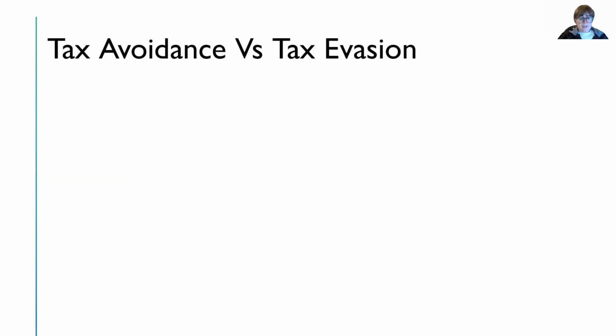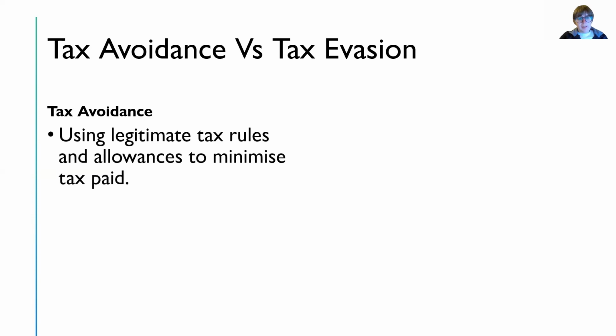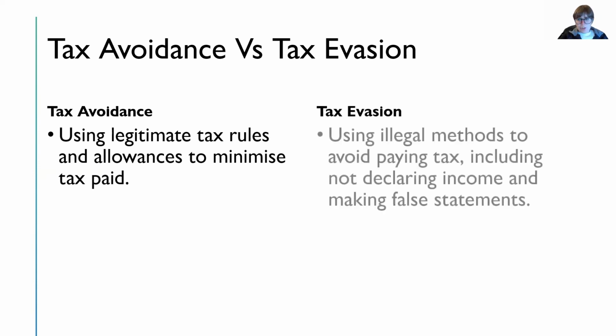So, tax avoidance versus tax evasion. Something that you're probably quite familiar with, but let's just have a little look at it here. So, tax avoidance then is all about using the legitimate tax rules and allowances to minimise the amount of tax paid. Tax evasion is using illegal methods to avoid paying tax, including not declaring income and making false statements.